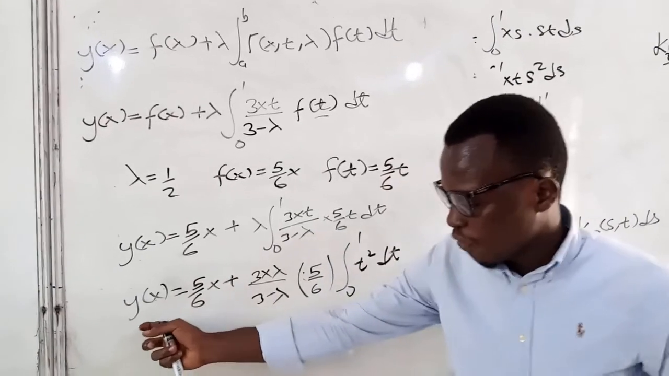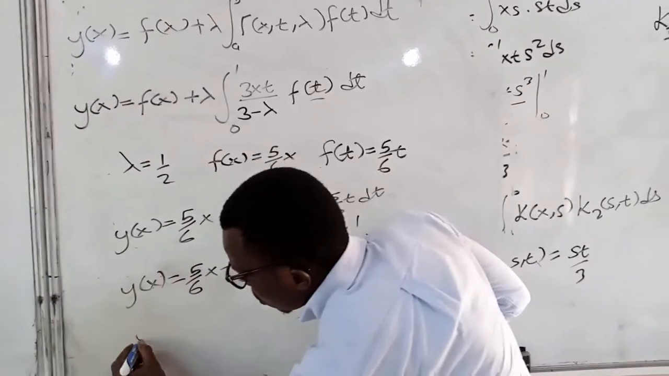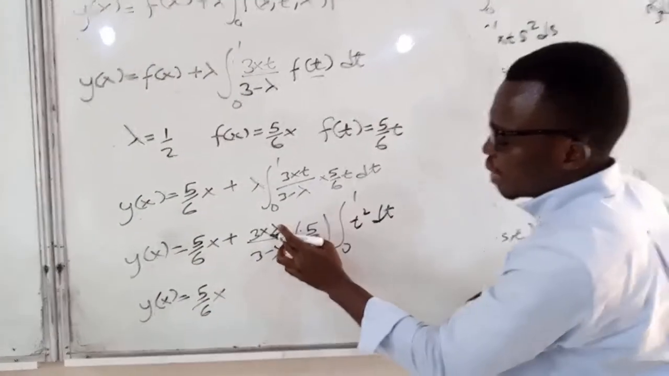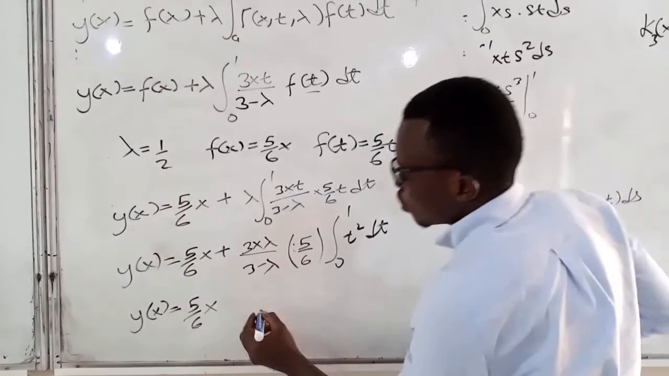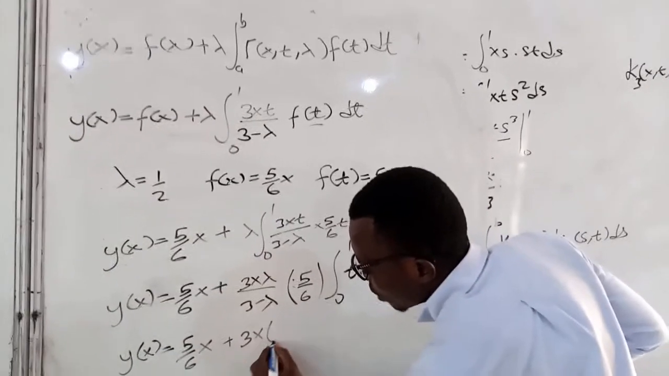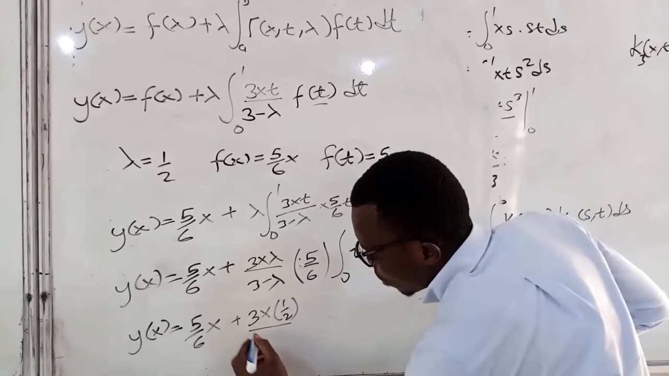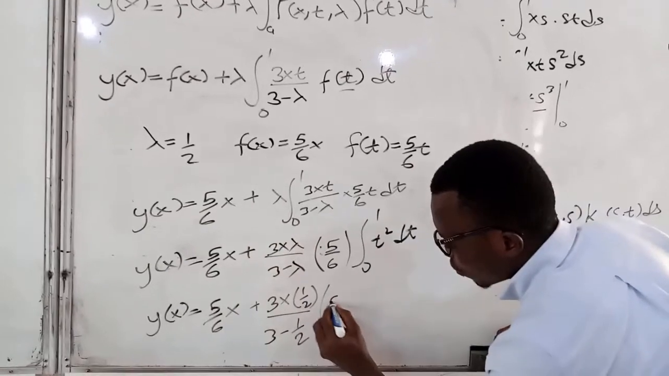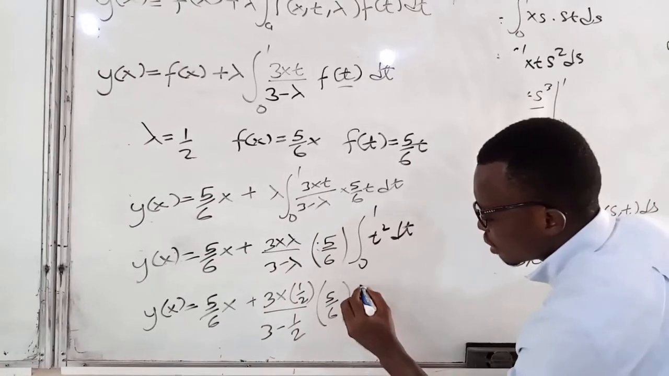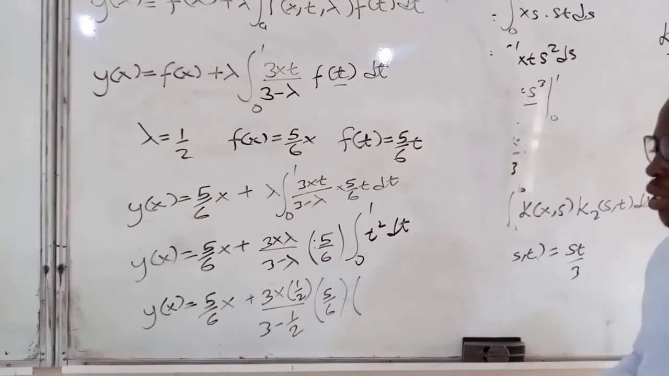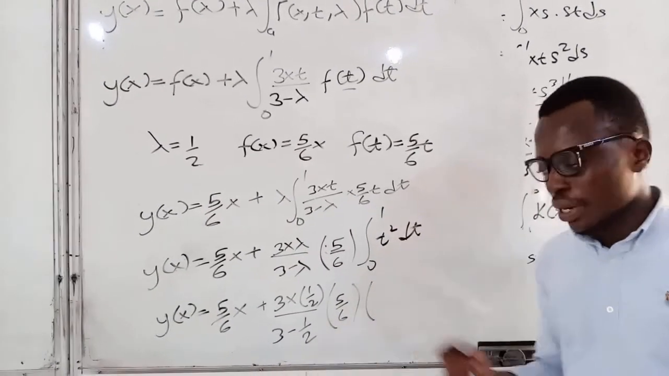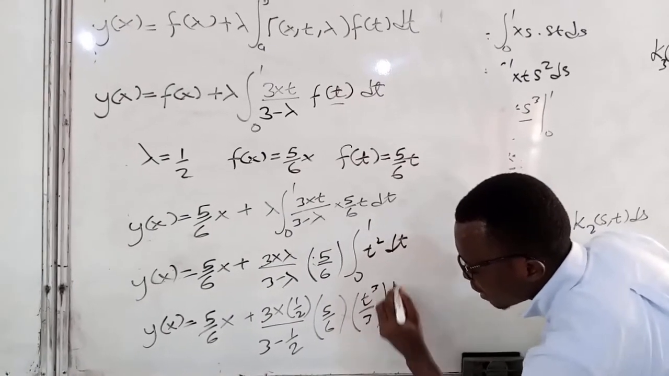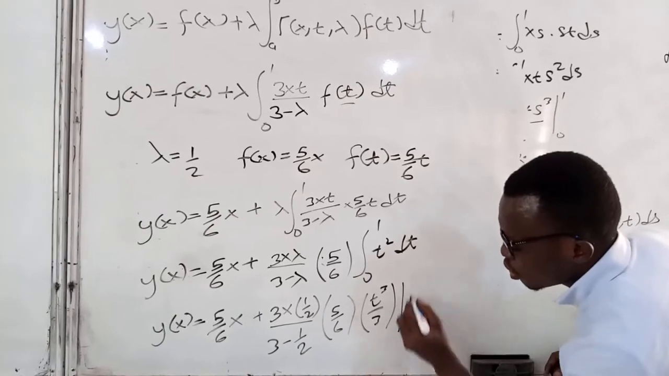So y of s becomes 5/6 s. Our lambda is given in the question as half, so plus 3s into bracket 1/2 divided by 3 minus 1/2, then all times 5/6. If we integrate this t squared, we're going to get t cubed divided by 3, evaluated from 0 to 1.